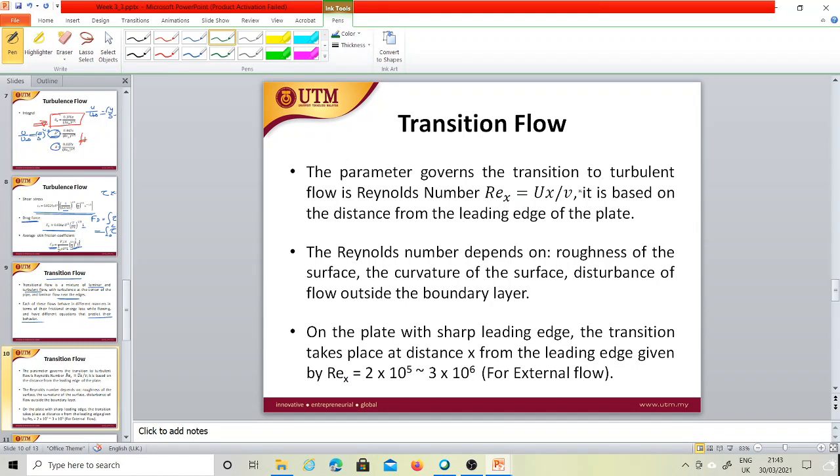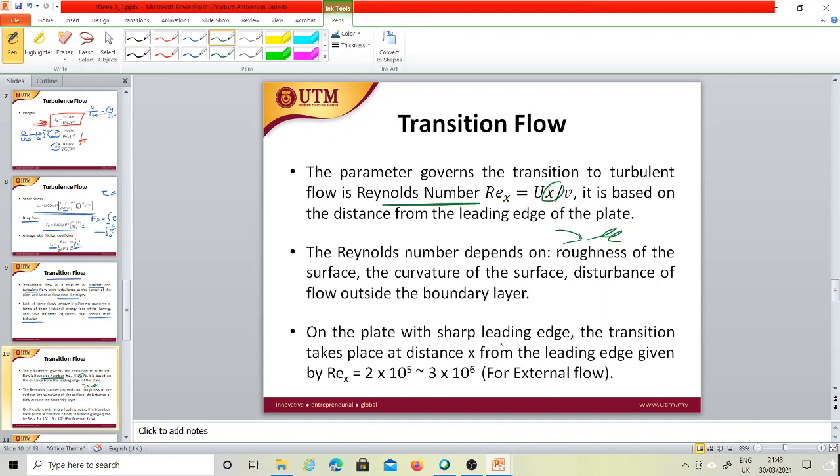And the parameter, actually turbulence, whatever it is, depends on the Reynolds number, you already know. Reynolds number means it depends on the value of x. So the Reynolds number depends on the roughness, that is mu, viscosity, the curvature of the surface, which is also the viscosity, and the disturbance flow outside the boundary layer. So these all are reflecting the mu here. Mu or nu, whatever you like, you can say.